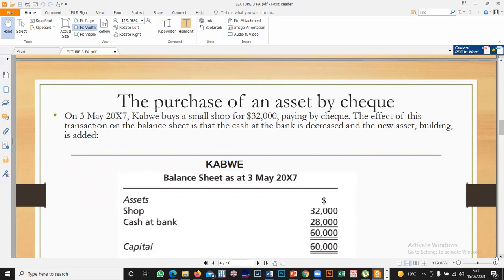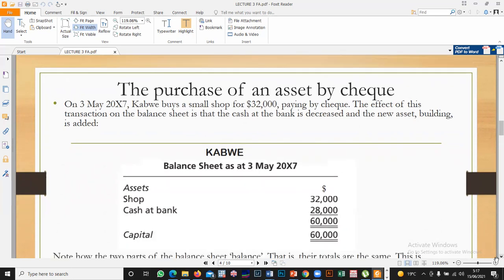So we have assets. Look at now how it has changed. Assets, okay, we've got assets which is in dollars. So we've bought a shop. Okay, a shop is part of our asset, which is $32,000. Then cash at bank. Okay, meaning that at the bank we are remaining with what? $28,000. Now our total is still remaining 60,000.